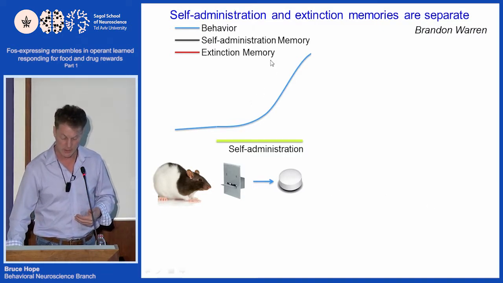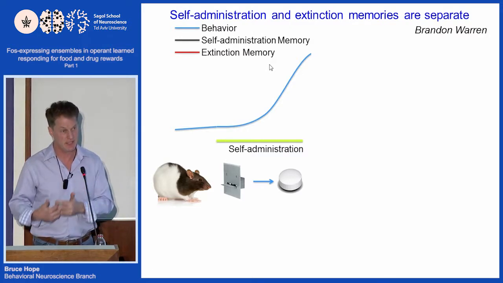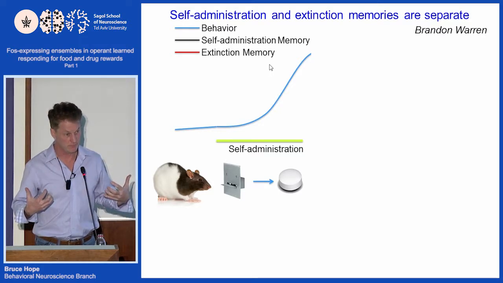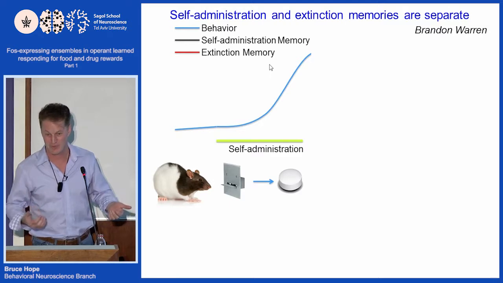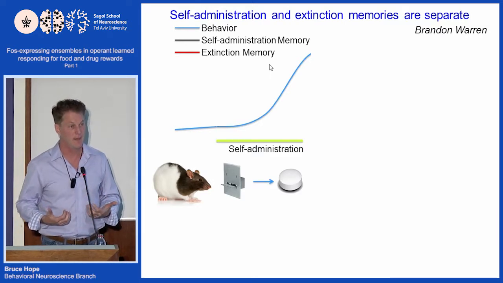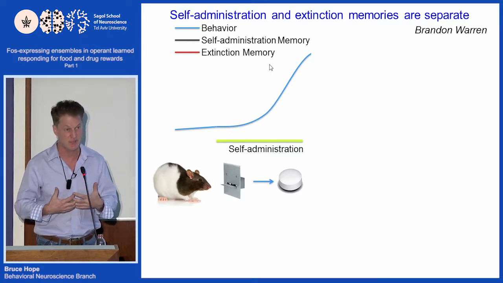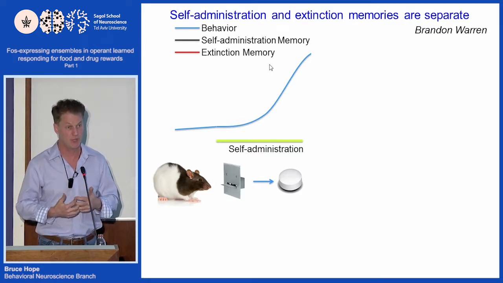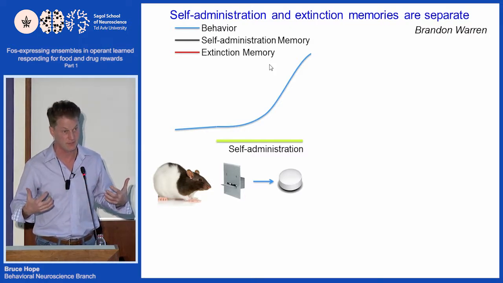Now, the idea going into this experiment is that self-administration memories and extinction memories are separate. And this has been known since, obviously, people have pointed this out before, the days of Pavlov. But that being the case, people still didn't know: are the same set of neurons just changing and reacting to the same stimuli in different ways, or is it different sets of neurons?